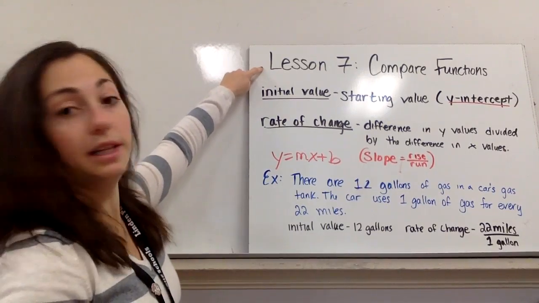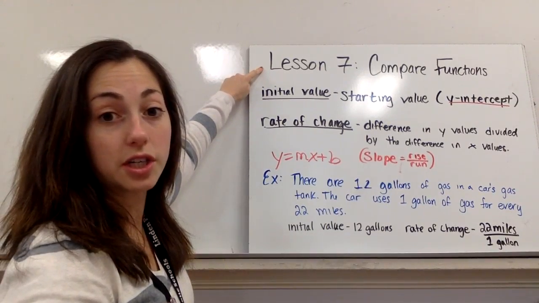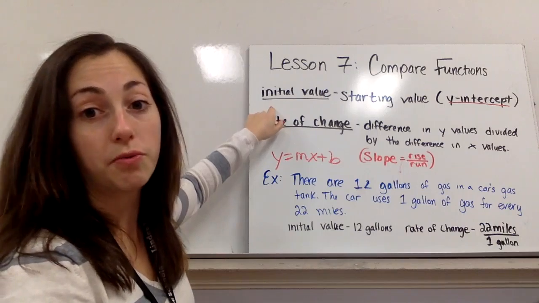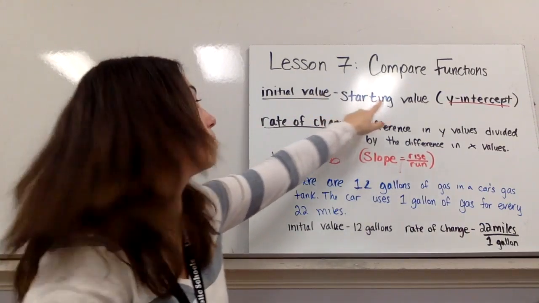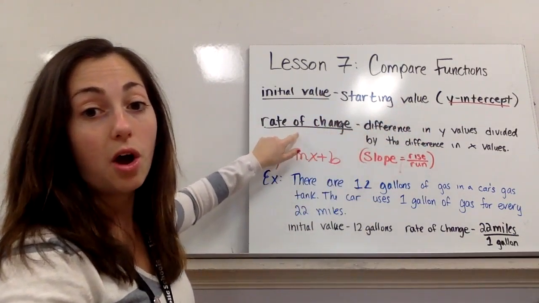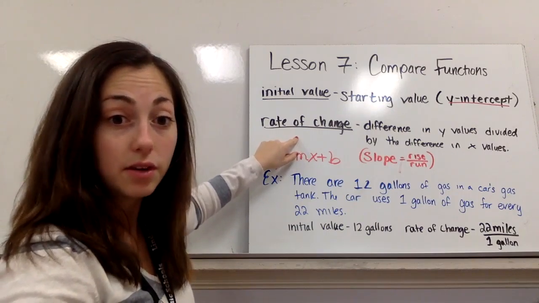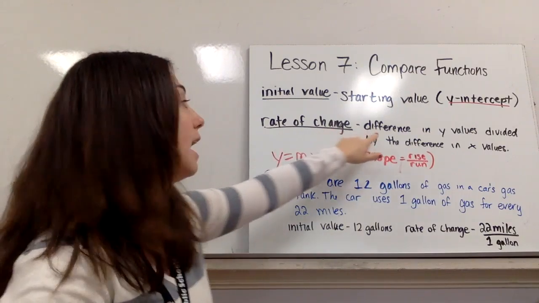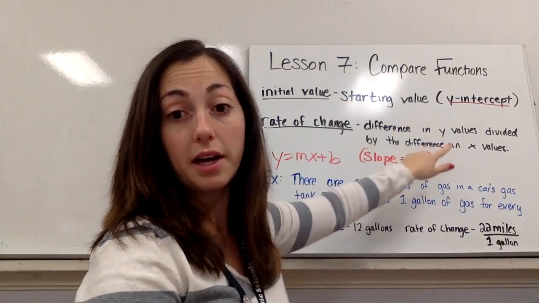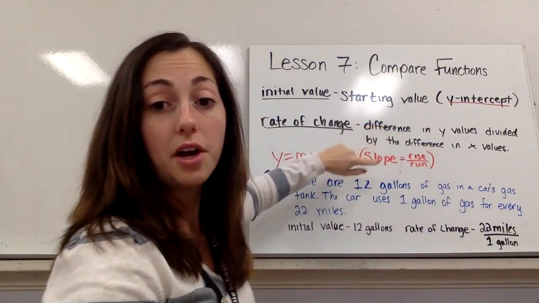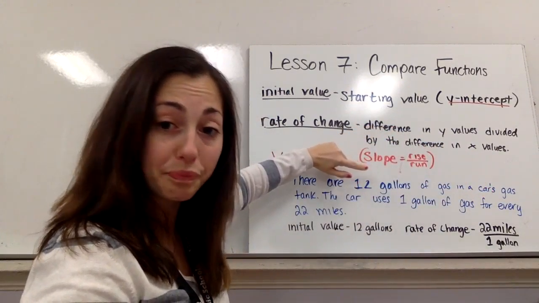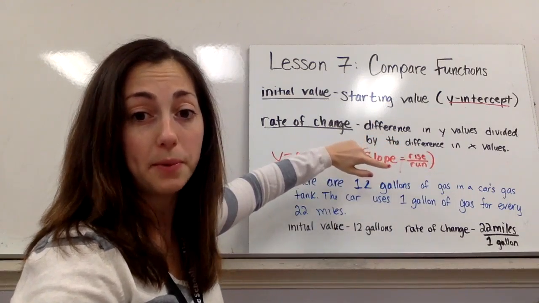Hey guys, today we are doing lesson 7, which is comparing functions. First thing we're talking about is initial value, which is our starting value. That's also known as our y-intercept. Our rate of change is our second definition, and that is the difference in the y values divided by the difference in the x values. Another word for this is slope, which is rise over run, if you remember that.